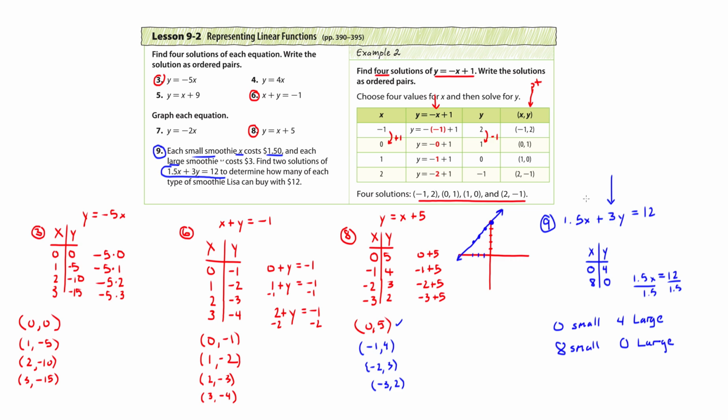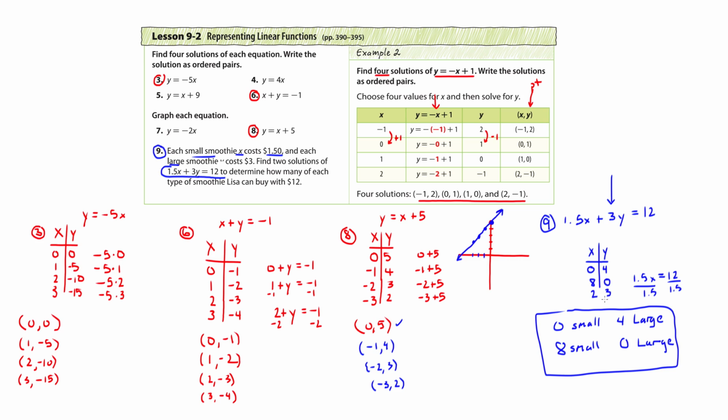But if I put a 2 for x, so if I put a 2 here, $1.50 times 2 is $3. So 2 of the smalls would cost $3, leaving $9 for the rest of it. So then I could actually get y to be 3. So there's another solution I could have, but I only needed 2, and I got those 2 by picking an x to be 0. That's a super nice one. That actually on the graph would create what we are going to talk about as intercepts. So there are 2 solutions.